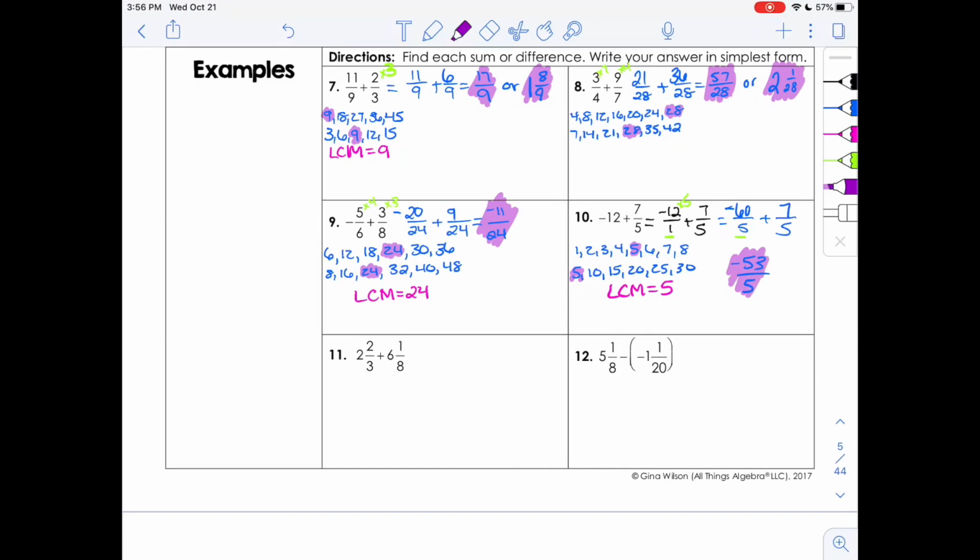This improper fraction can also be written as a mixed number. Writing it as a mixed number does not change the fact that it's negative. 5 will go into 53 10 times, with 3 left over, and our denominator is the same.